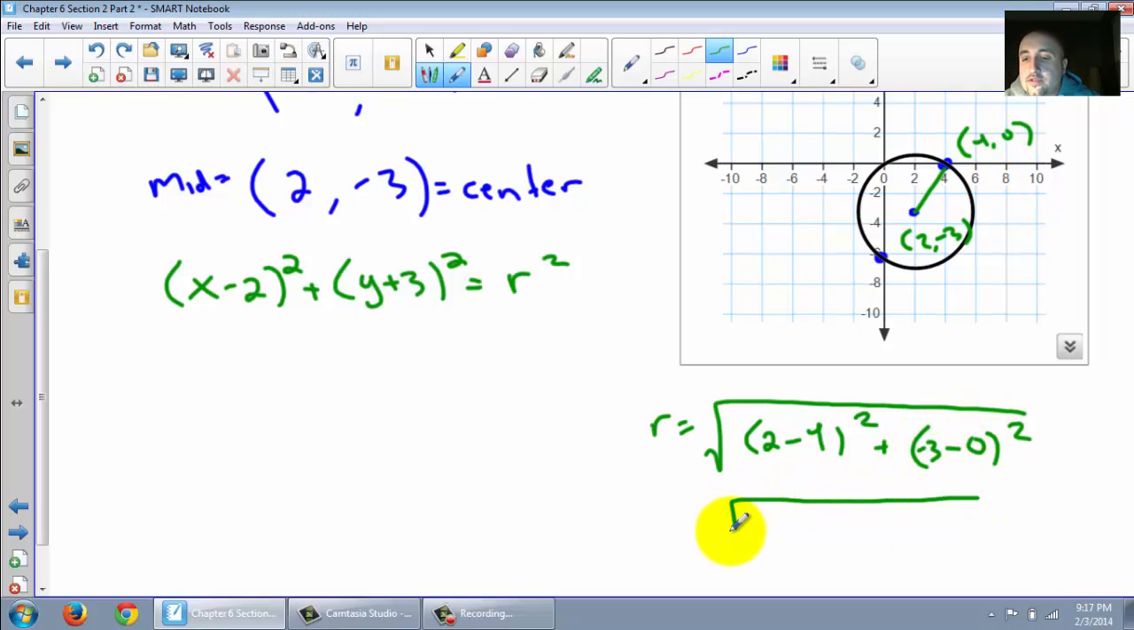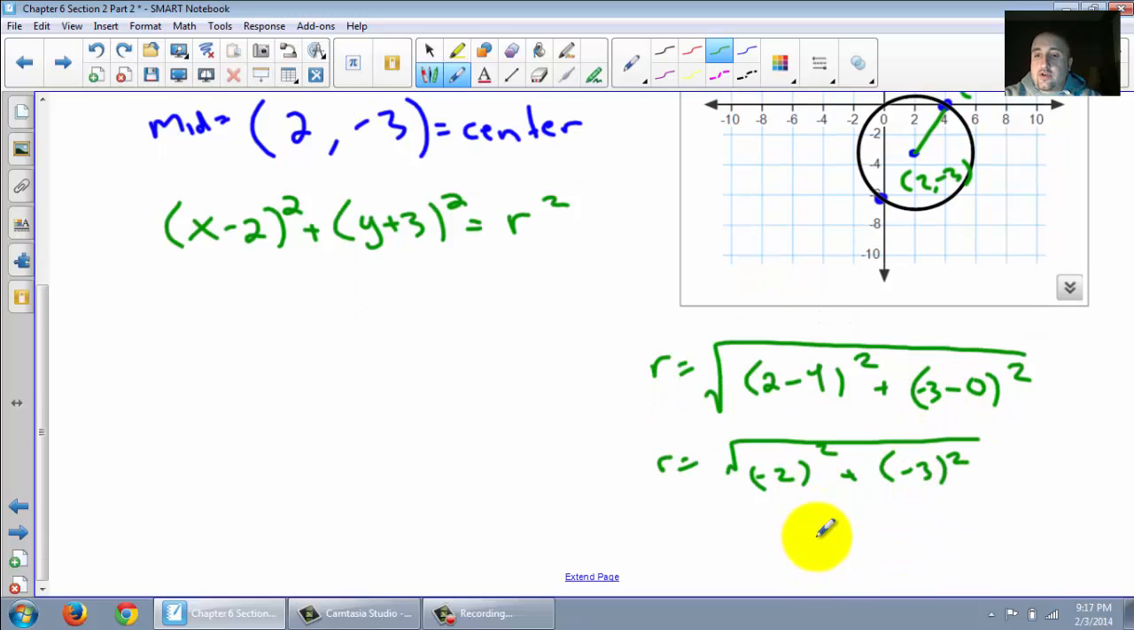Okay, so let's see what this is equal to. Remember, this is our radius. 2 take away 4 is -2, squared, plus -3 take away 0 is -3, squared. So let's continue on here. So what do we get? r equals, -2 squared is 4, plus -3 squared is 9, and 9 plus 4 is 13. So r equals the square root of 13.